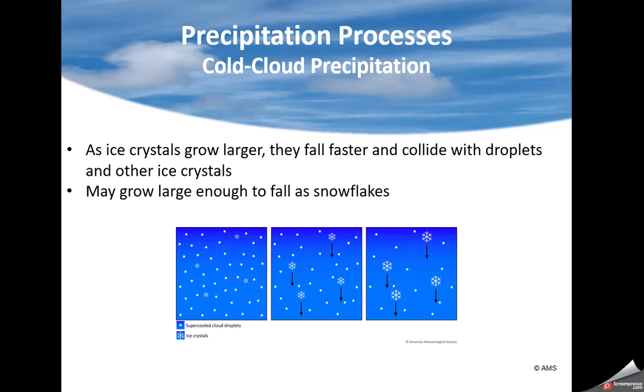The water vapor is going to flow from those water particles into the ice crystals, making them grow. That's the key to the Bergeron-Findeisen effect. It gradually just basically means that those water droplets are turning into ice and the ice is growing.